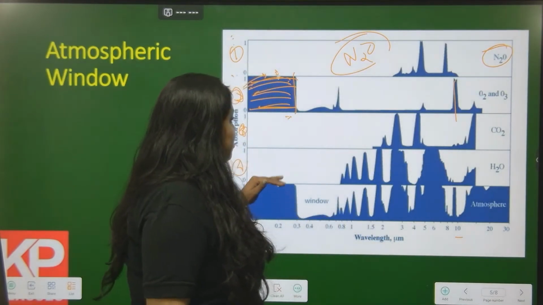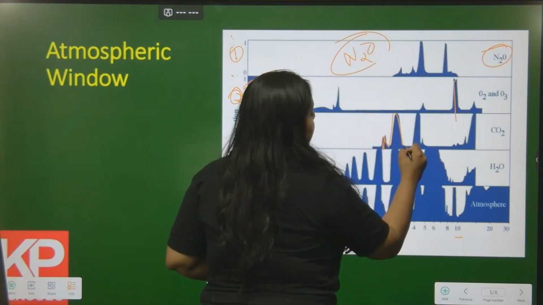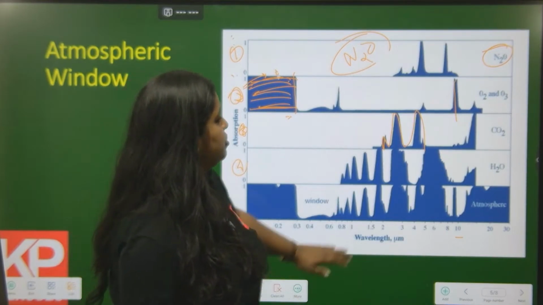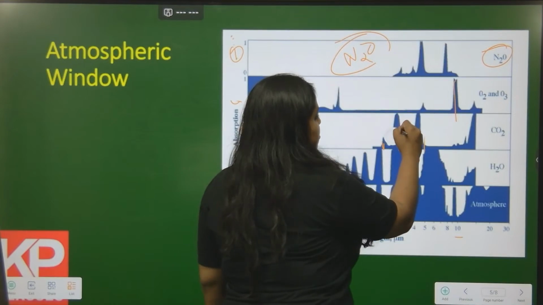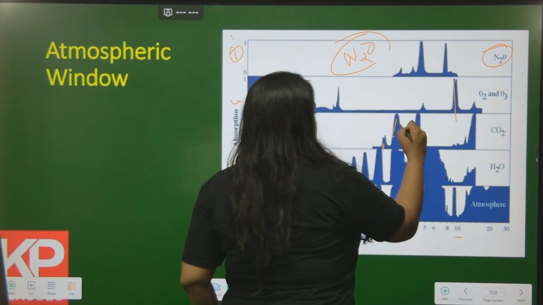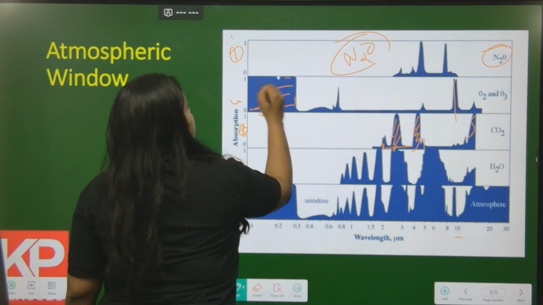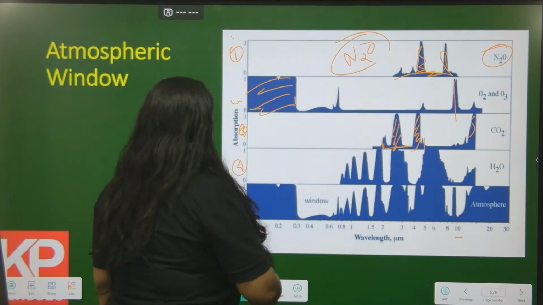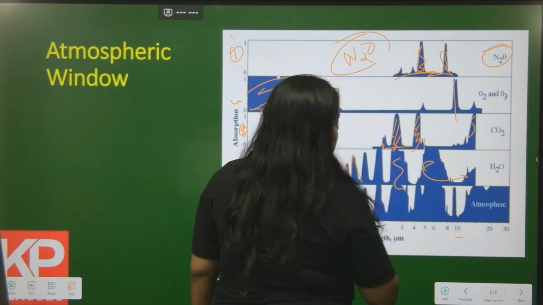Now the next one is carbon dioxide. Carbon dioxide also absorbs some of the higher micrometer radiation. Wherever this dark blue region is, that much area is absorbed by carbon dioxide. So this entire region is absorbed by oxygen, this much region is absorbed by nitrogen, and then water absorbs these regions of the electromagnetic spectrum.